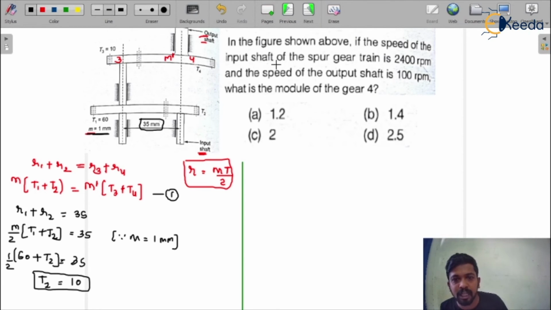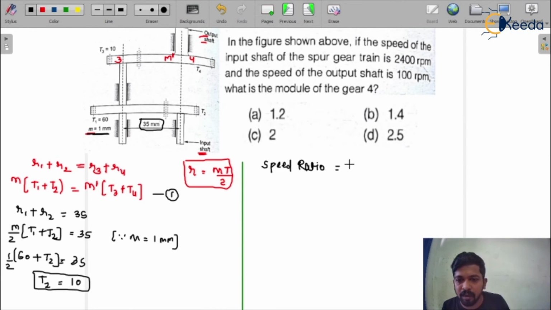In the question it is given that the speed of the input shaft of the gear is 2400 rpm and the speed of the output shaft is 100 rpm. Are you getting my point? What I'm going to show you is the speed ratio. You have to use the formula for the speed ratio, then you can find out the T4 value. So next we will apply the speed ratio formula. I was just showing you the possibility: if you are thinking we can calculate using R3 plus R4, I have shown you that you cannot calculate T4 using R3 plus R4. Okay, speed ratio, we need to see the possibilities.